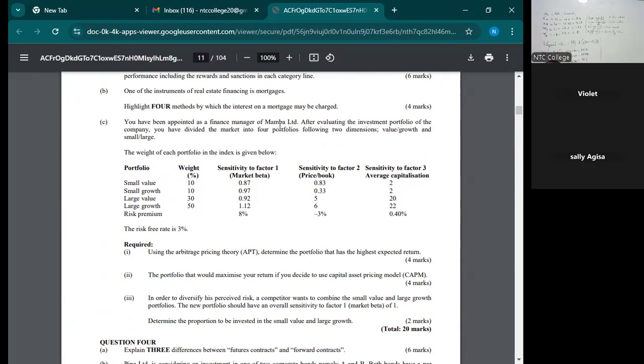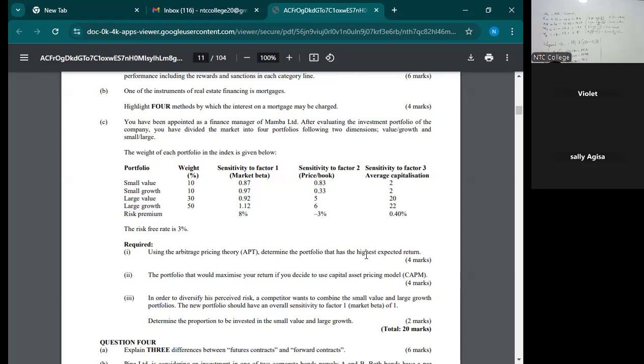You have been appointed as finance manager of Mamba Limited. After evaluating the investment portfolio of the company, you have divided the company into 4 portfolios following 2 dimensions: value, growth, and small, large. You remember the value, growth, small, and large. Which one was that? Where did you get these ones? On your notes, there are other methods of valuing the firm that we talked about. We talked about APT. We talked about Fama French. And I need you to remember those ones.